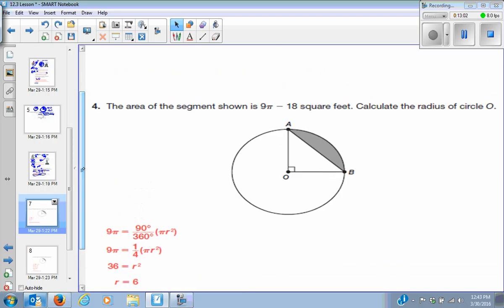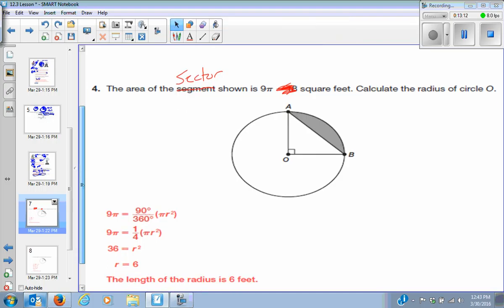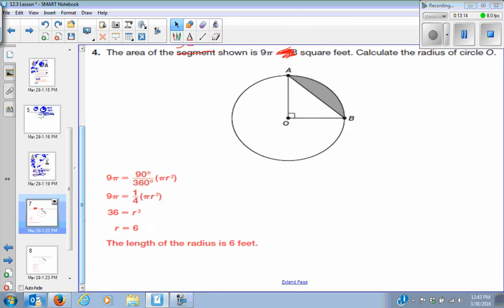This one, I want to change this problem. It's in your book. This should say area of the sector, and this should not say this. And if I want to find the radius by doing this, then I can follow these steps. I have the area of the sector is equal to the ratio times the area. But notice in this one, I am trying to find the radius. So what I'm able to do is plug in all the information I know.